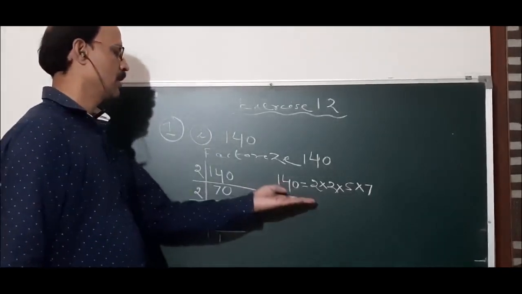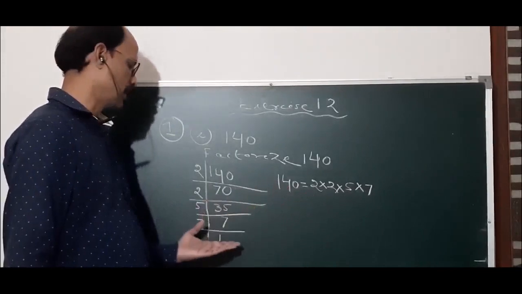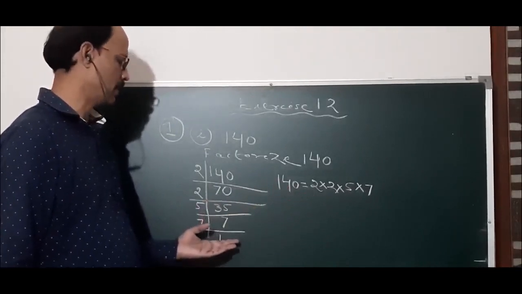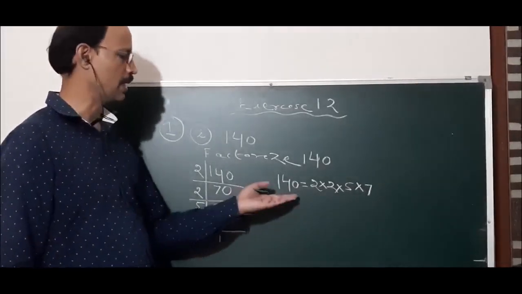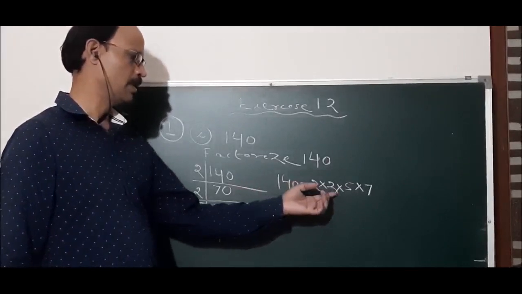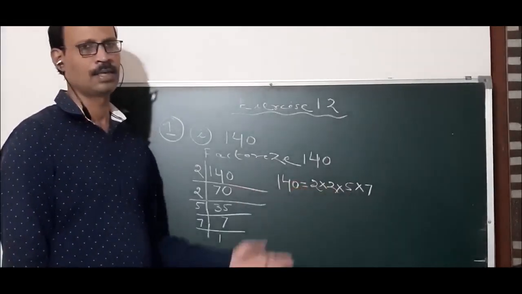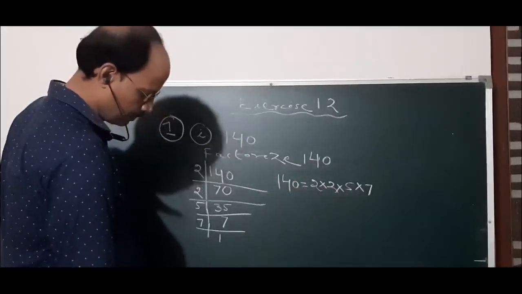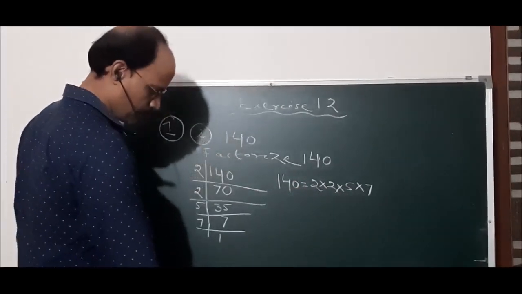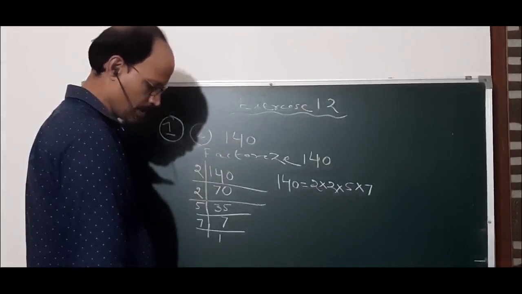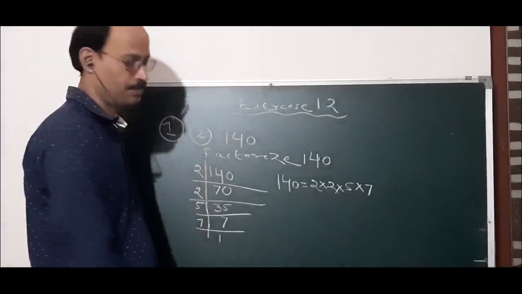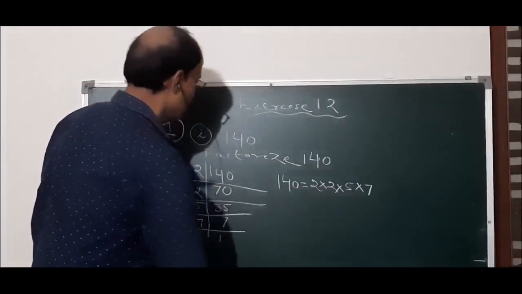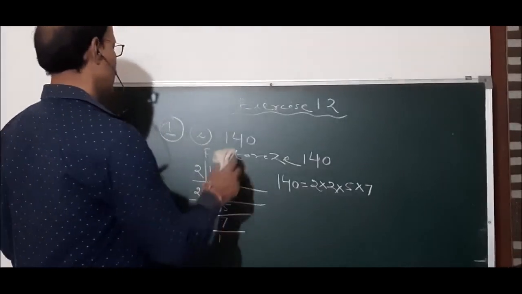So in this way you have to write. First you have to factorize, prime factorization. Then you have to write all the prime numbers in multiplication, and that is the answer. So I think you may solve the other questions in question 1. So let's proceed to the second question.